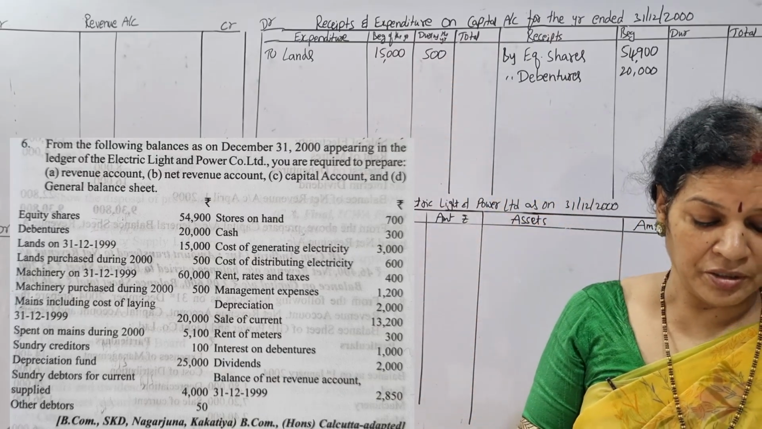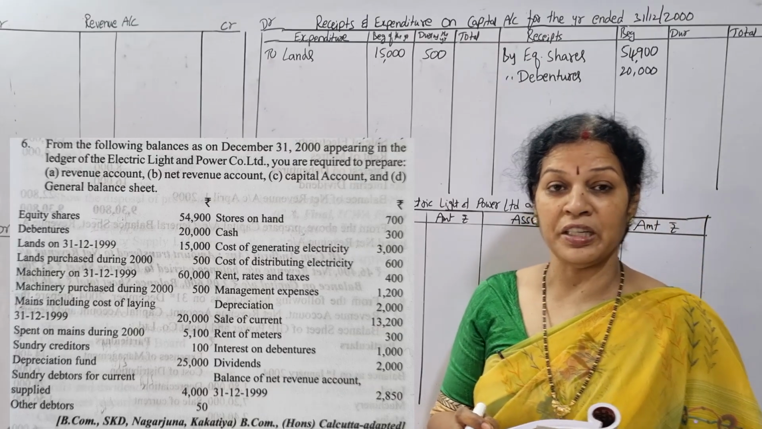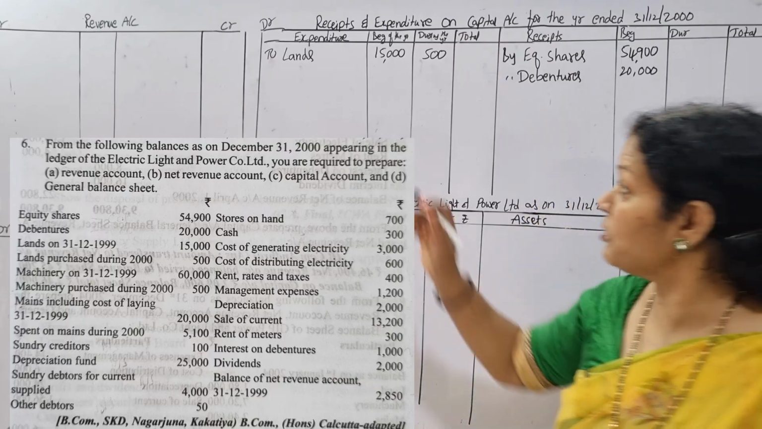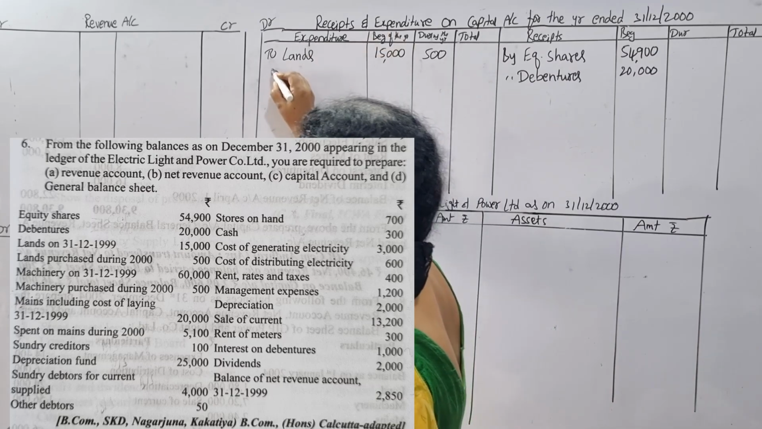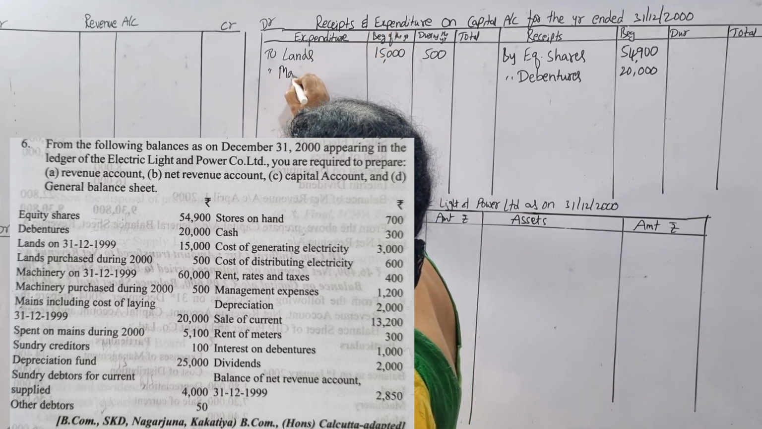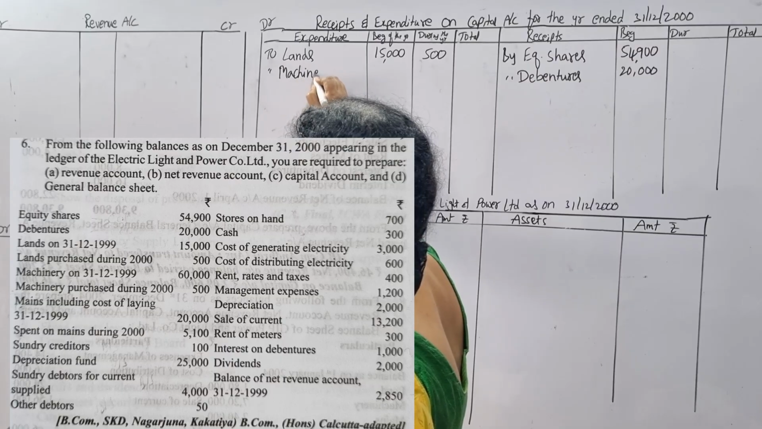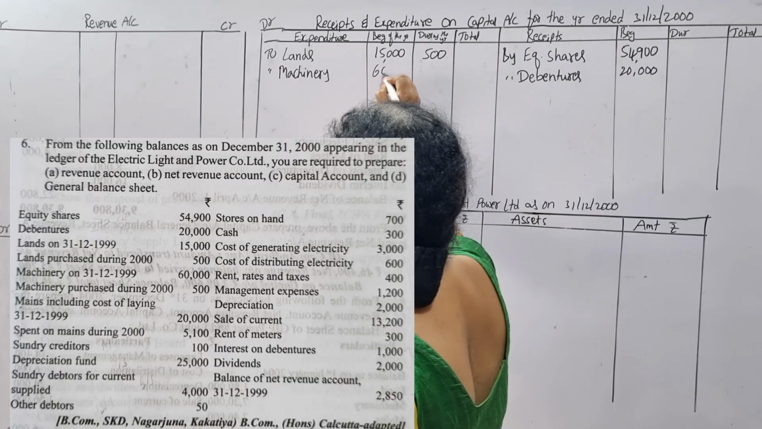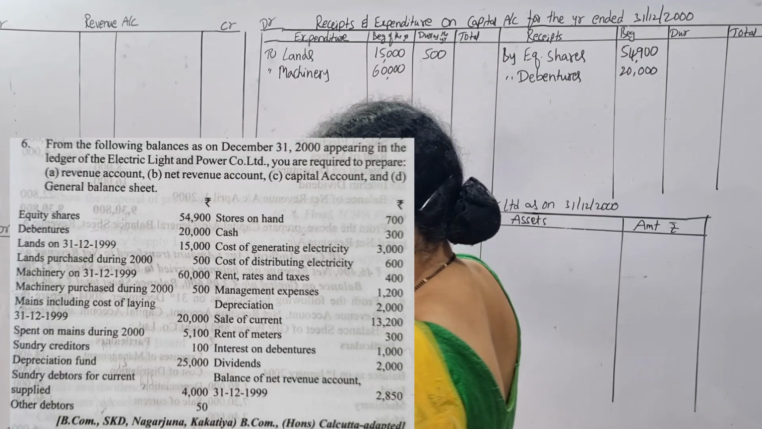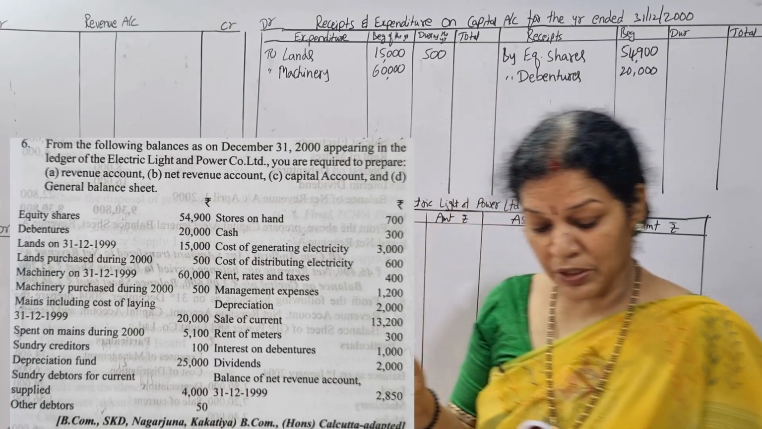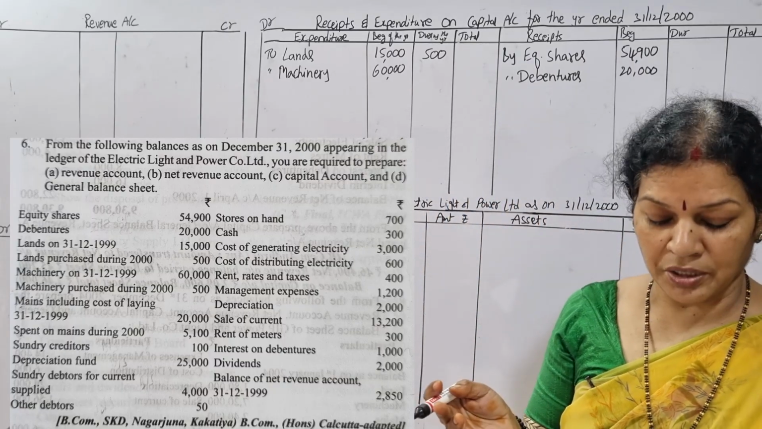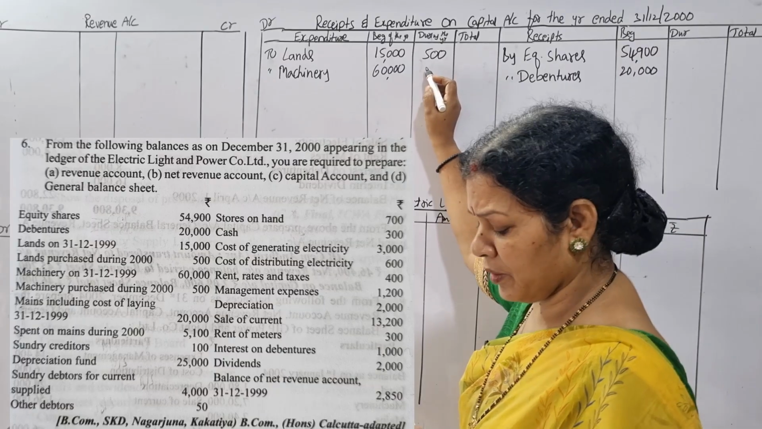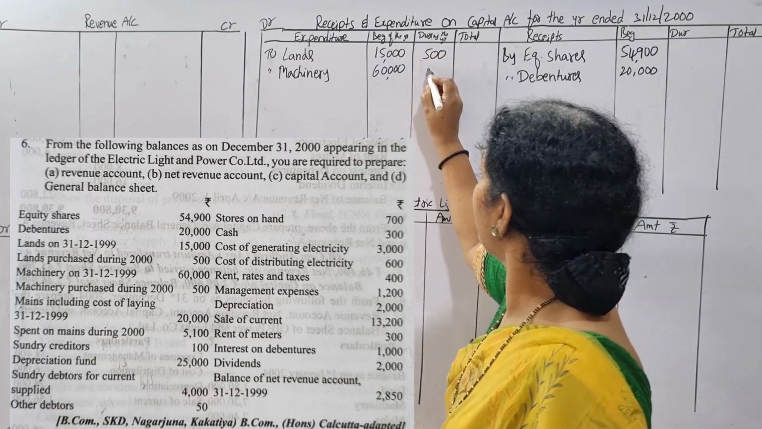Next, machinery on 31st December 1999 means it is the beginning of the year. Machinery also capital account debit side. Machinery is here 60,000. And machinery purchased during 2000 means during the year it is 500. This is also 500, land also 500.